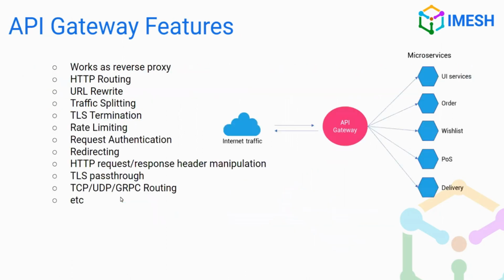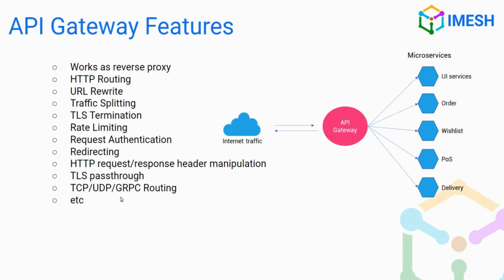Now these are the basic core features, or the common features, of any API gateway we have in the market. It works as a reverse proxy. It does HTTP routing, URL rewrite, traffic splitting, TLS termination, rate limiting. Authentication it also provides at the barrier level. At the first level, it creates a barrier so that no one other than an authorized user will be able to enter into the cluster.